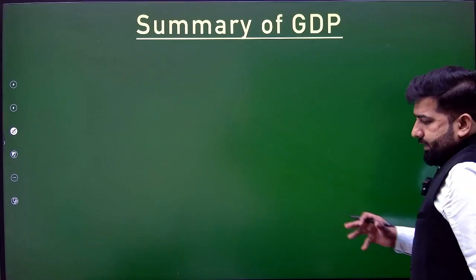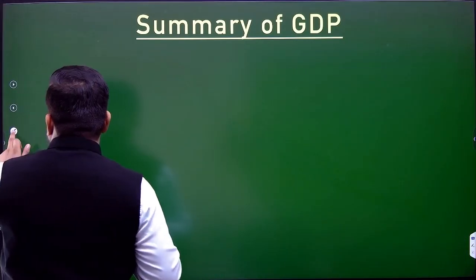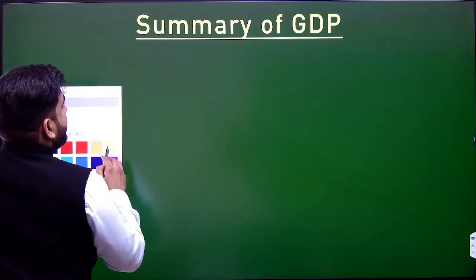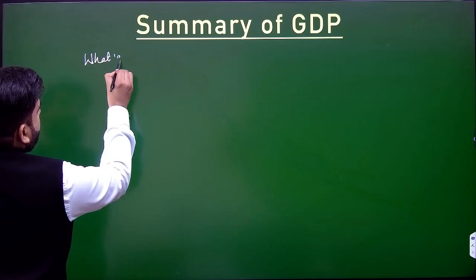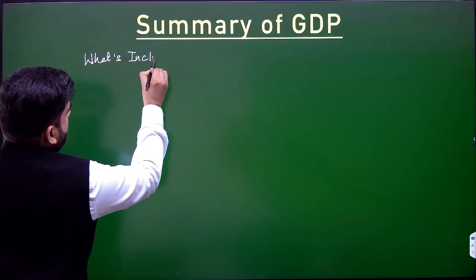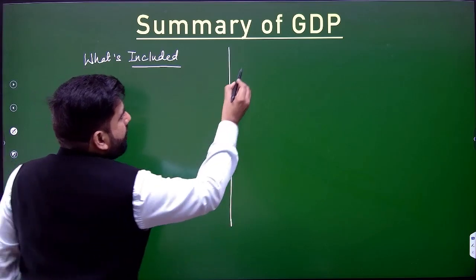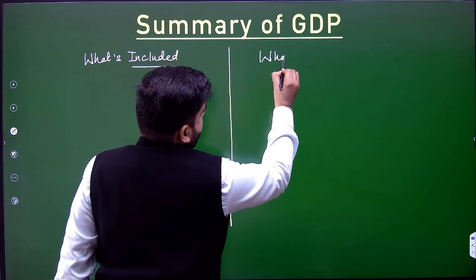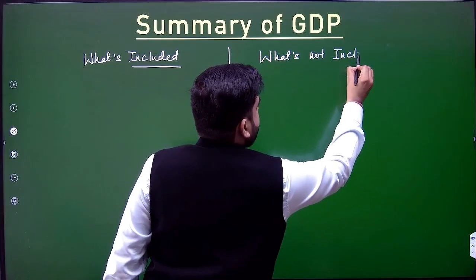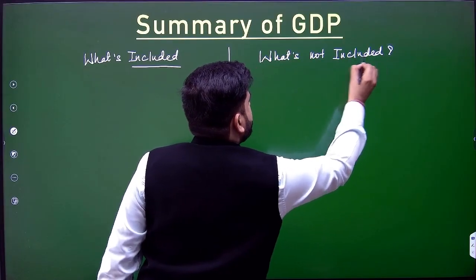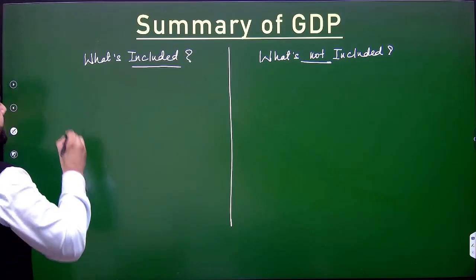So guys, if I summarize now the concept of GDP, what we have discussed, let me put it in this way: what is included under the GDP and what is not included under the GDP. This type of question can be asked, so you should be knowing this. What is included in the GDP?